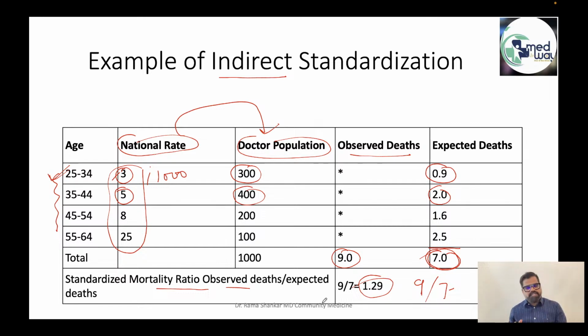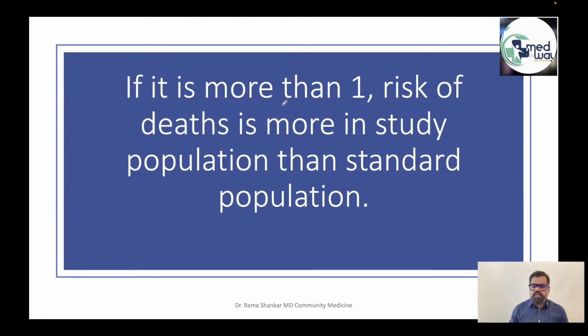So observed death over expected death, you calculate. If the value is more than 1, please remember, the risk of death is more in the study population. And in this example, the study population was doctors, right? So if the value of SMR is more than 1, the risk of dying is more in the study population than the standard population. So this is the way to understand indirect standardization. I hope this is clear with the example.